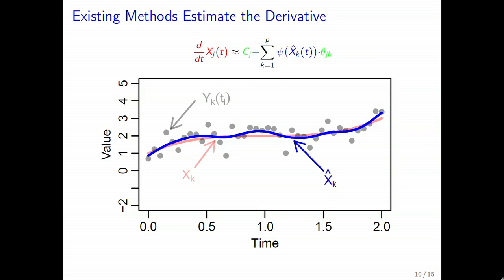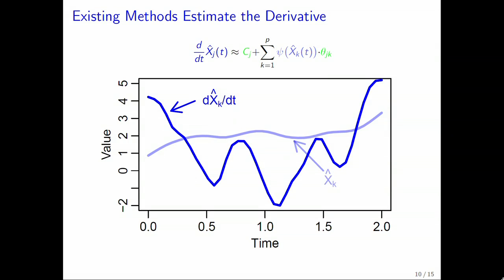I'll call that estimate x hat. And then I'm just going to plug in that estimate of x on the right-hand side. So now on the right of that equation on top, I have an x_k hat, which is my estimate. I still need an estimate of the derivative of x. In order to do that, I'm just going to take my estimate x_k hat, and I'm going to differentiate it. So this is what essentially all the methods in the literature do.